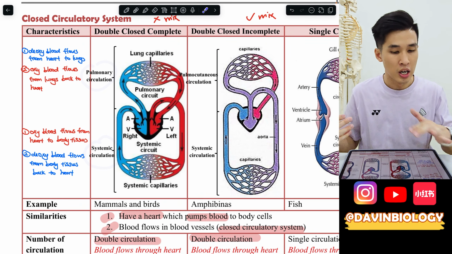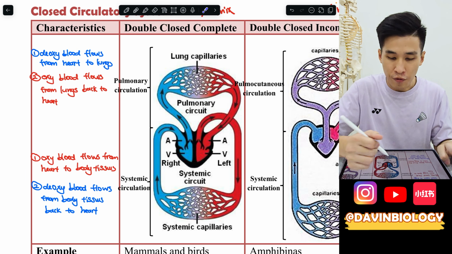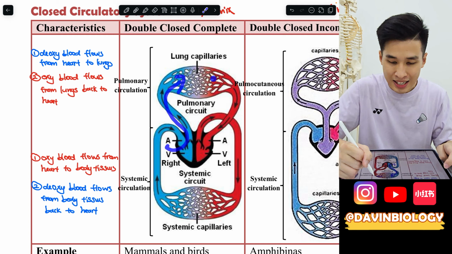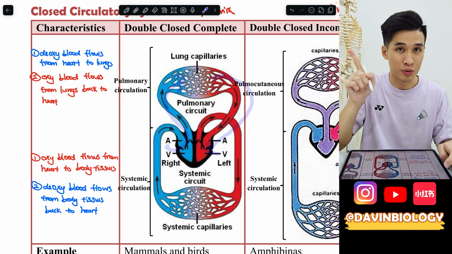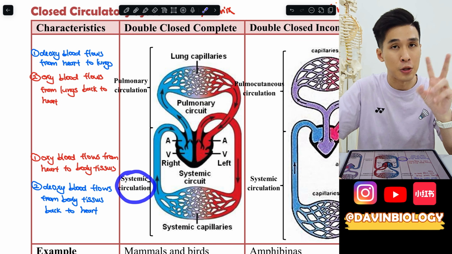So pulmonary always means lungs. So pulmonary circulation means circulation between the lungs and the heart. So from the heart to the lungs, and lungs back to the heart. This is called pulmonary circulation. So if the question asks you to explain pulmonary and also systemic circulation, okay, 2 marks each.